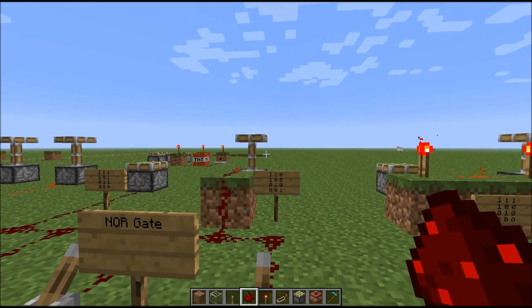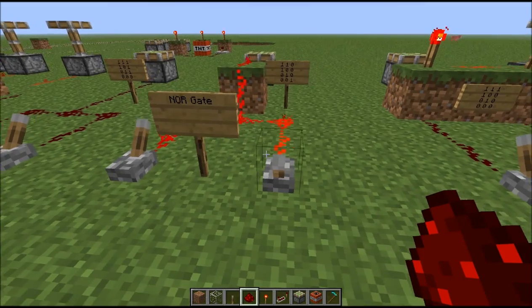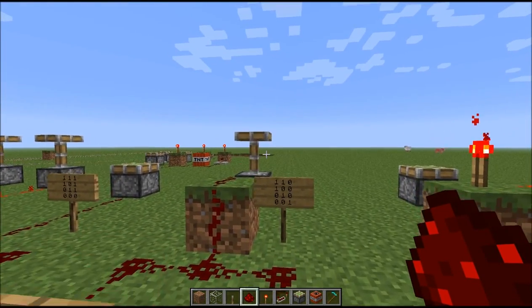So if they're both off, the output is on. And if either of them is on, or both of them are on, the output is off.